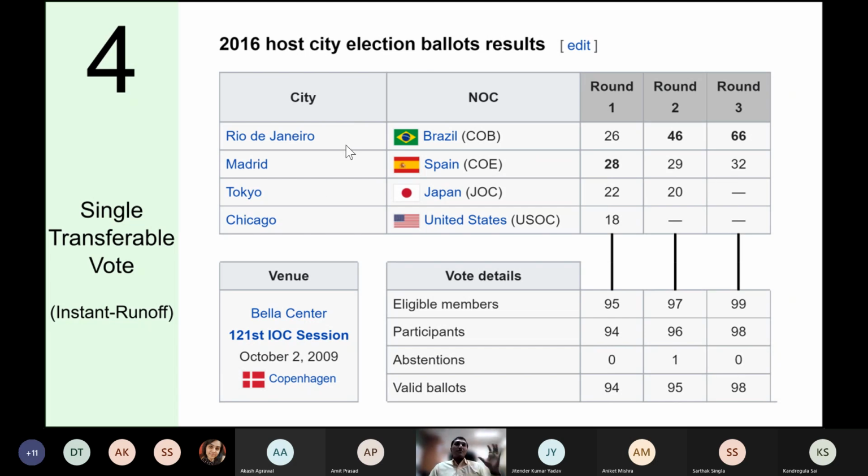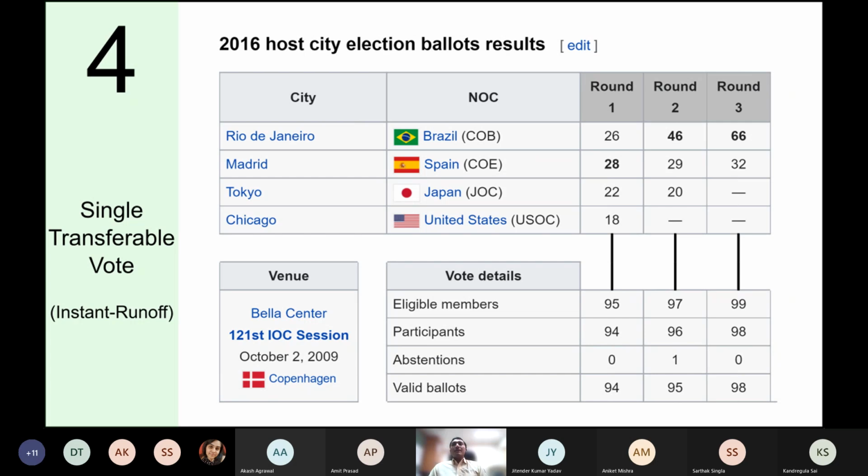So there were 4. I mean, there's obviously some initial screening and all, but ultimately there are 4 candidates left in the race: Rio, Madrid, Tokyo, and Chicago. These are the national Olympic committees that are representing those cities. And of course, there's a certain set of voters who are voting for their favorite city. Okay, so this is how it looked in round 1. Everyone plugged in their favorite city, and this is how the votes looked in round 1. So 26 in favor of Rio, 28 in favor of Madrid, and so on.